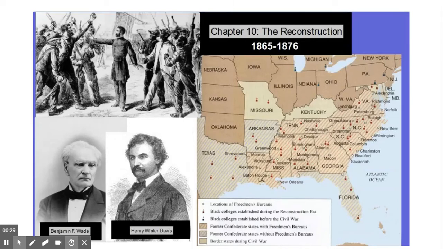The Reconstruction, the whole goal of this was to bring back the South into the Union. And it didn't happen immediately after the ending of the war. And we're going to have to go through some good times and bad times, maybe a little more bad times than good times, to kind of explain what happens here.